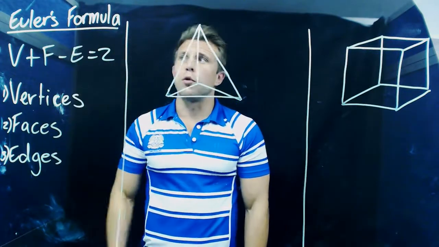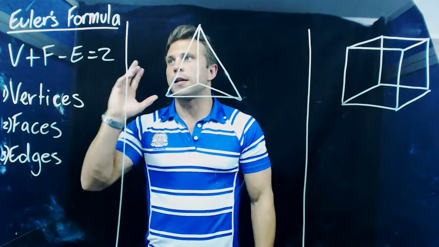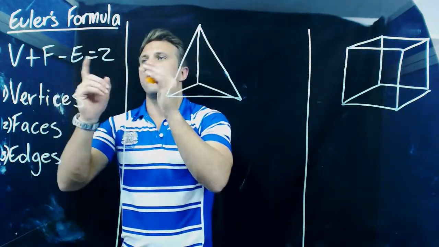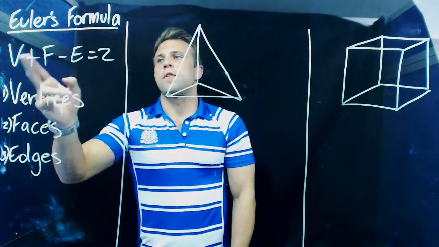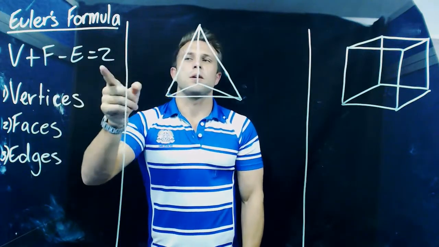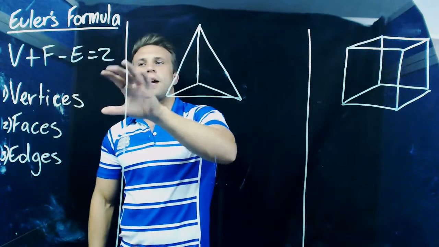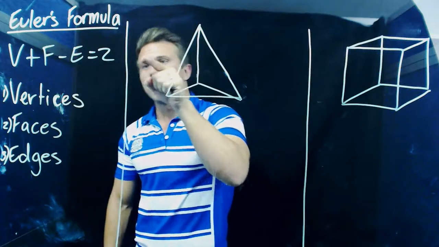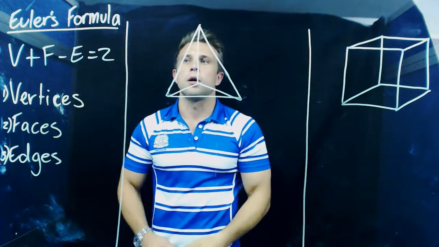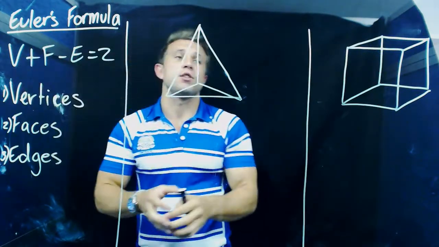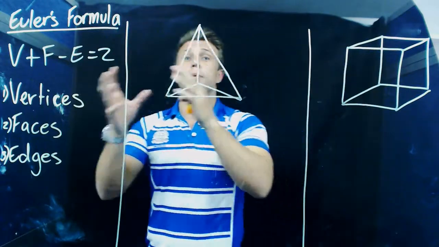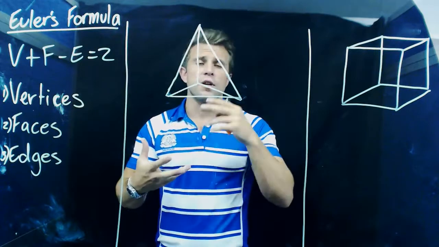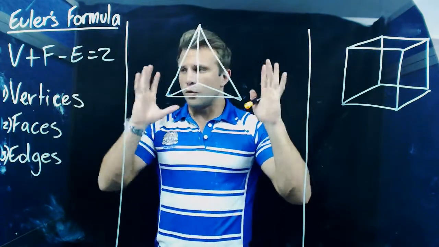Now we're moving on to something called Euler's formula. It does look like Euler, but it is actually pronounced Euler's formula. This formula is V plus F minus E equals 2. No matter what shape you apply this formula to, it will always equal 2. This is an indication that you have the correct amount of sides, edges, faces, vertices, all that stuff.